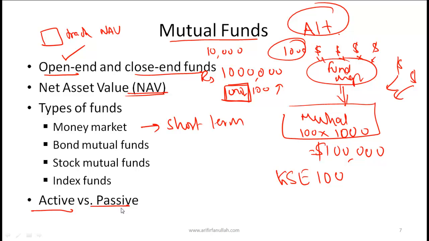A passive fund would be typically an index fund, where the fund manager simply says that I'm going to invest in the shares on the Karachi Stock Exchange 100, KSE 100. So he doesn't need to go looking for undervalued stocks that he expects will perform well. He simply invests in the KSE 100, and clearly he does not need to do too much work here.